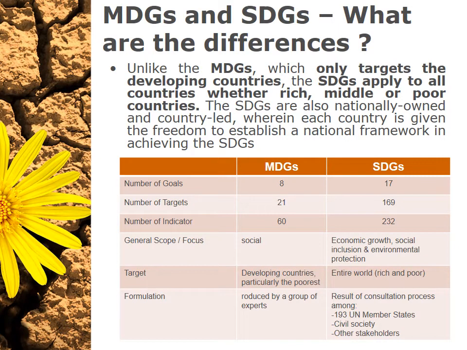So what are the differences between the MDGs and the SDGs? Unlike the MDGs, which only target developing countries, the SDGs apply to all countries, whether rich, middle, or poor. The SDGs are also nationally owned and country-led, wherein each country is given the freedom to establish a national framework in achieving the SDGs. There are some other differences, like the number of goals, number of targets, number of indicators, the focus, and the formulation.